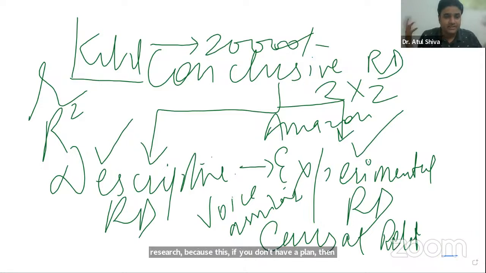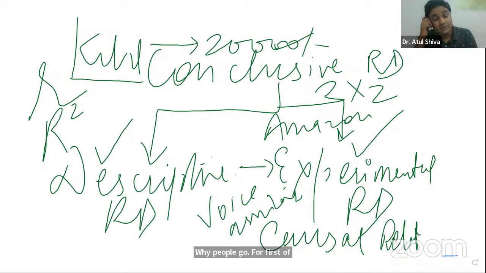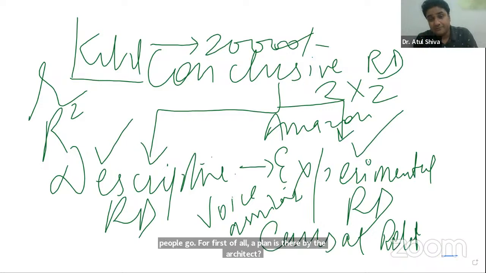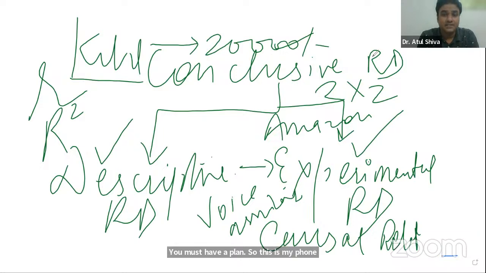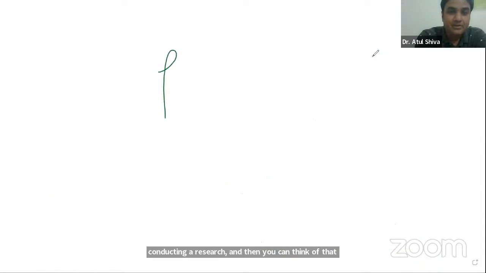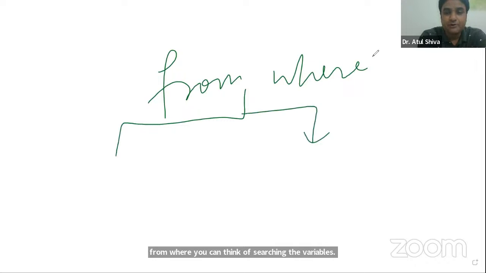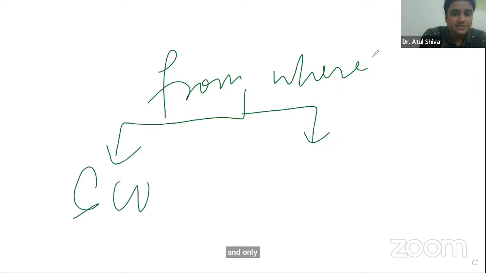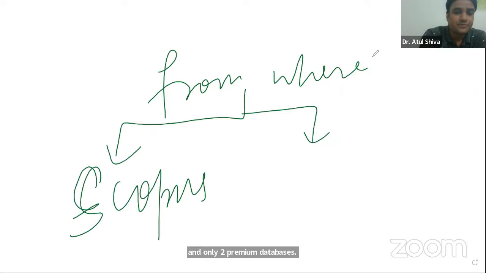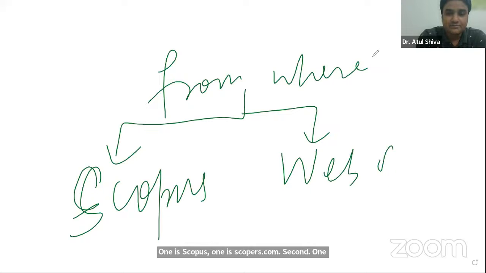You want to construct a building, why people go for, first of all, a plan by the architect. You must have a plan. So this is my first argument for conducting a research. And then you can think of from where you can think of searching the variables. So in this regard, I would say that always go for only and only 2 premium databases. One is Scopus, scopus.com, second one is Web of Science.